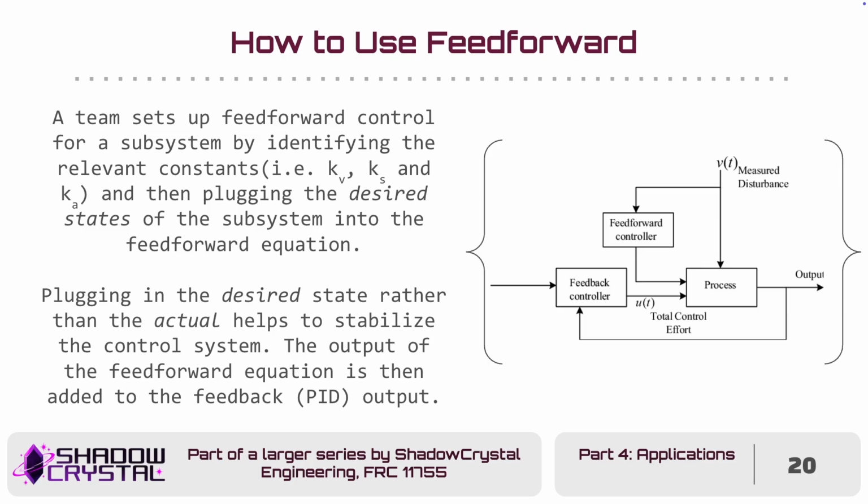Then, as you can sort of see in this block diagram, your feed-forward controller has this output, that's your controller voltage V, and it is added to your feedback controller's output, that's going to be your PID controller, and that is inputted into your system. So it's going to be your feed-forward output plus your PID output.